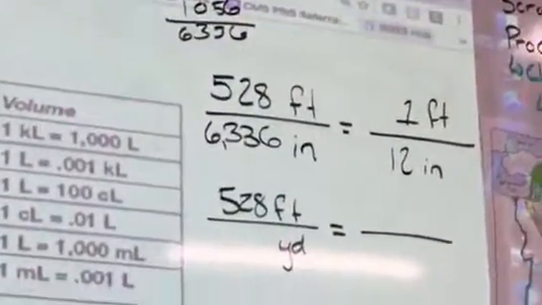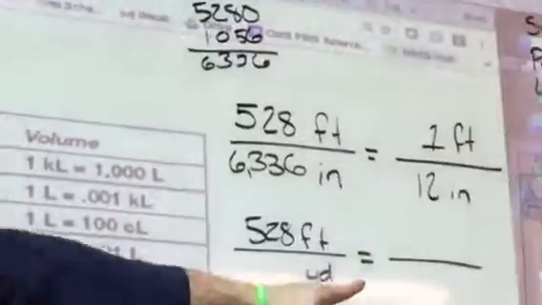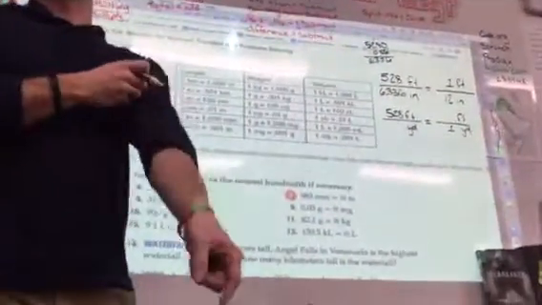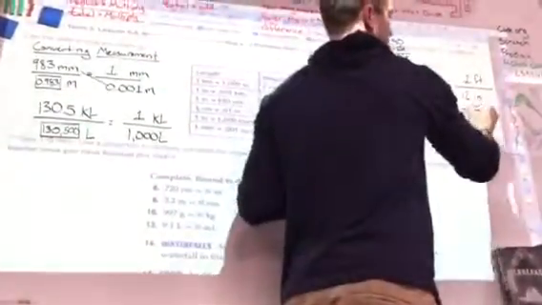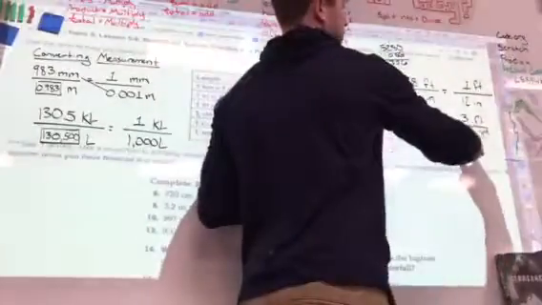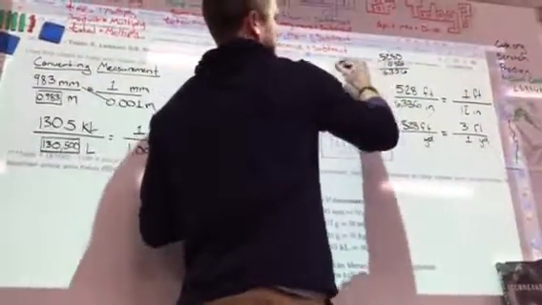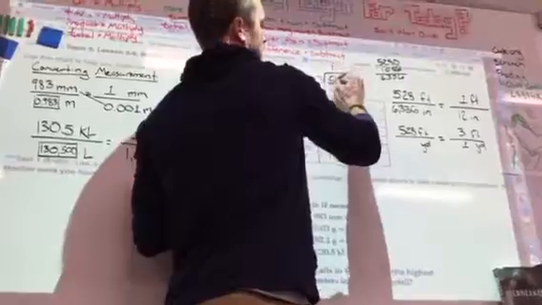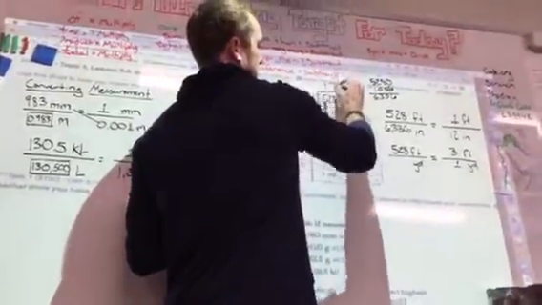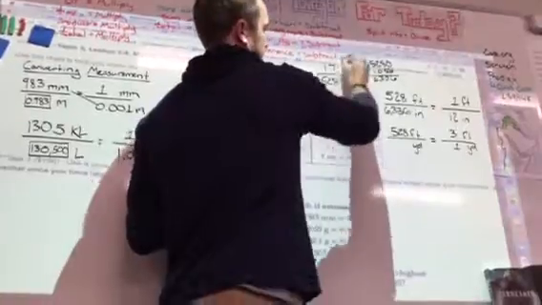So equals, what do I put on top? How many feet? What am I putting on bottom? Yards. I have feet here and I have yards here. So I would go 1 yard. What would my feet be? What's the ratio between feet and yards? 3. Sure. 3 feet in 1 yard. Cross, multiply, divide. 528 times 1, 528, divided by 3. What is it? 176 yards.